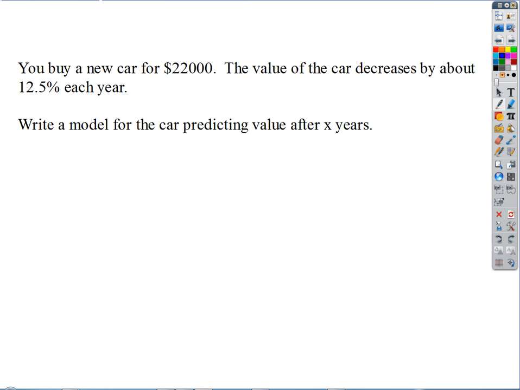Okay, what about this? Same kind of thing. We buy a new car for $22,000. The value of the car depreciates at a rate of 12.5% per year. So it's decreasing. Good. So if we want to find R, so R is what then? Okay, negative because it's decreasing. Yeah, negative 0.125. Let's move the decimal.